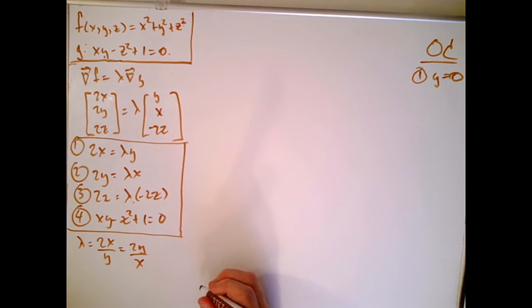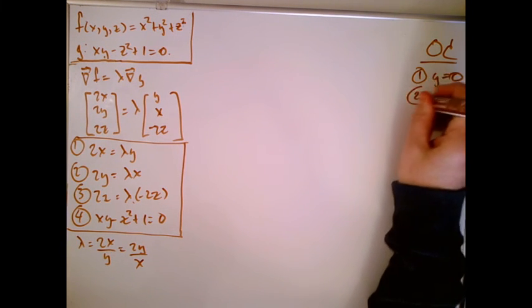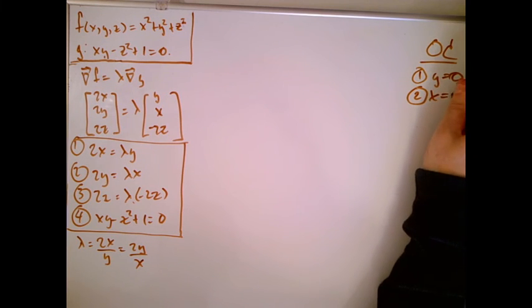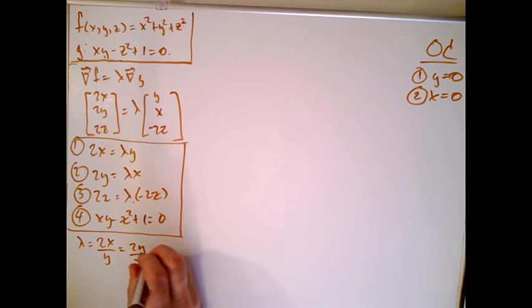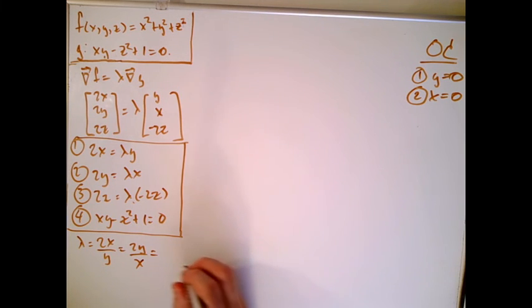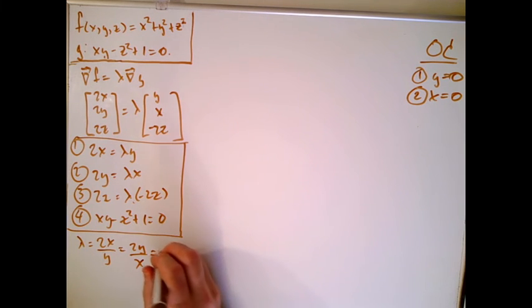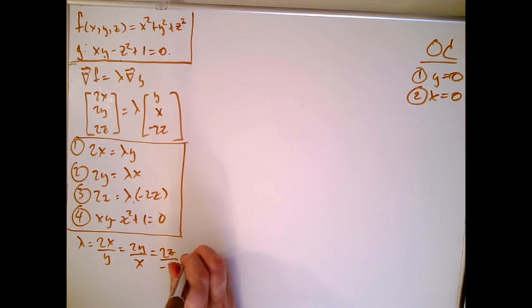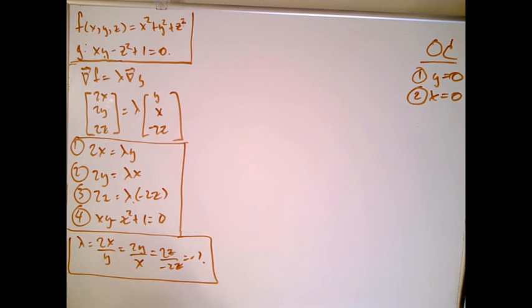Well, in order to get that, I had to divide by x. I assumed x wasn't 0, so later on, I'm going to have to worry about what happens if x equals 0. Meanwhile, I get to the third row. The third row should say lambda is equal to 2z over minus 2z, that's negative 1. So we get lots and lots of little equations to look at.